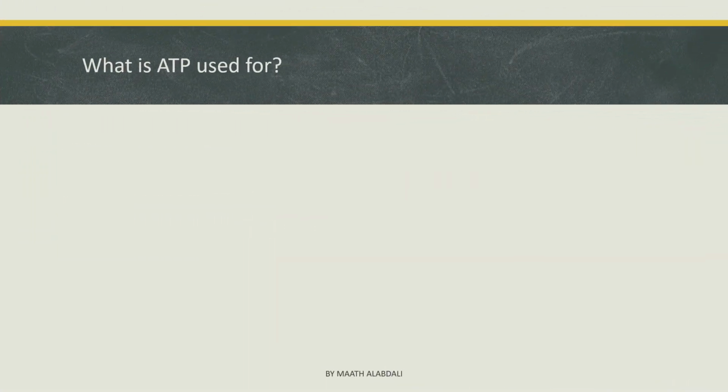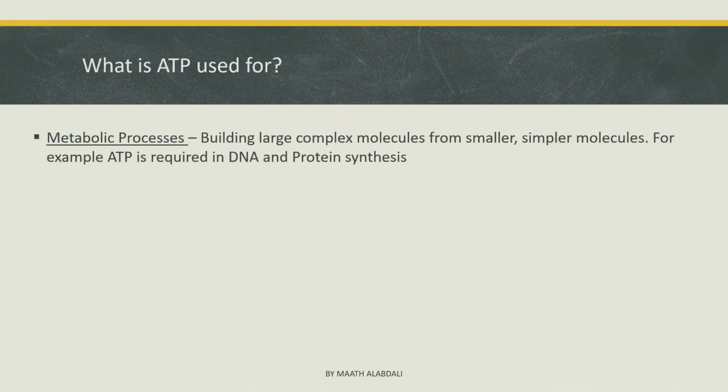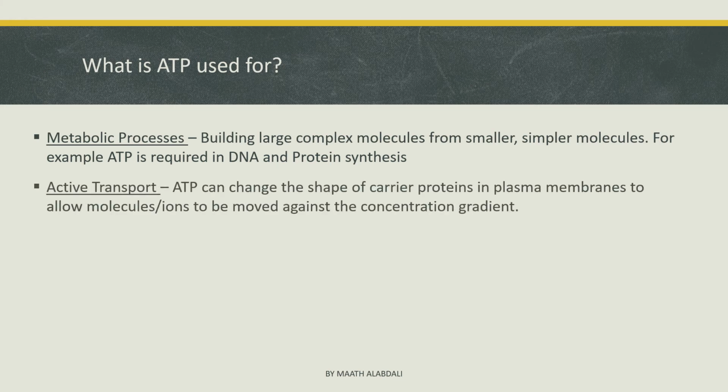So what is ATP used for? ATP can be used for metabolic processes, which is basically the building of large complex molecules from smaller, simpler molecules. For example, ATP is required in DNA and protein synthesis. It can also be used for active transport. So ATP can change the shape of the carrier proteins in plasma membranes to allow molecules or ions to be moved against the concentration gradient by active transport.